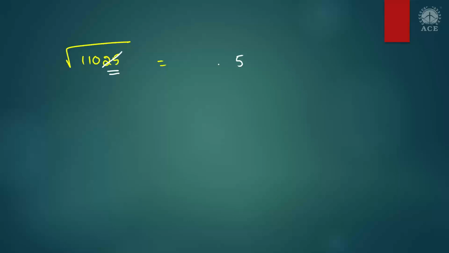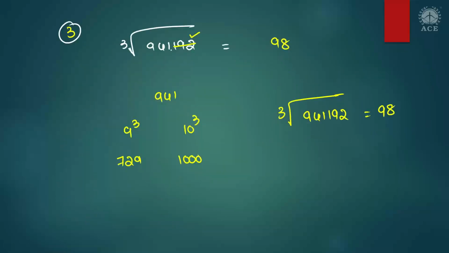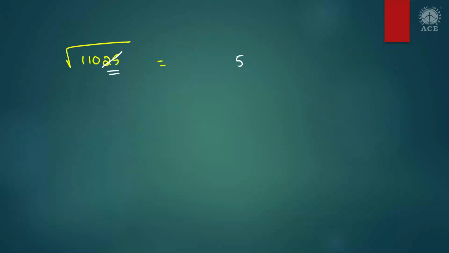Square root of something ending with 25. Now here, for square root we can remove 2 digits. Cube root means 3 digits are removed. You just recall, while doing cube root, if you fix one place, we are removing 3 digits. Here, square root will remove only 2 digits.